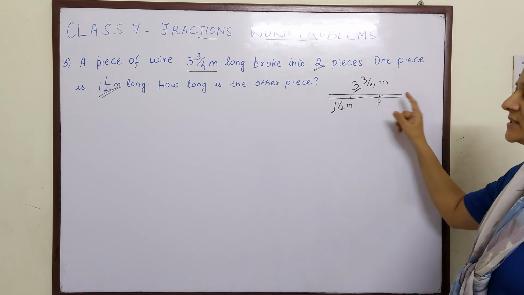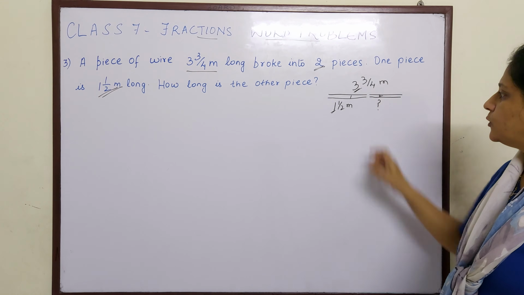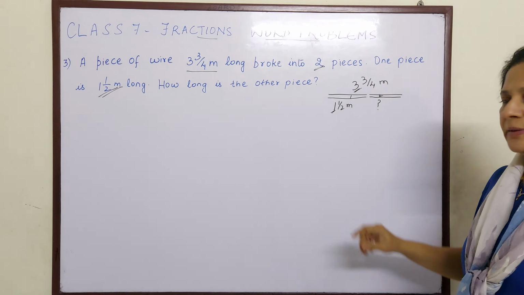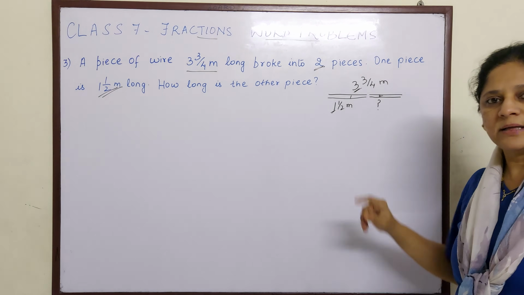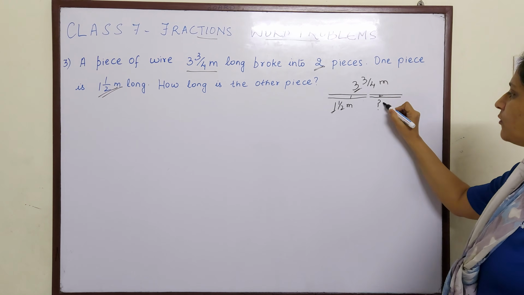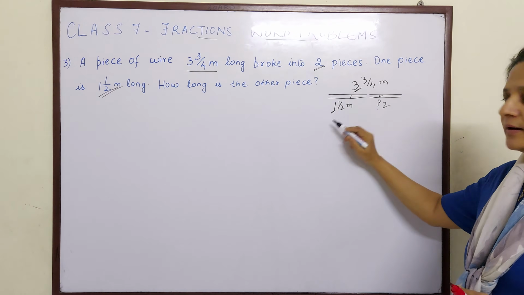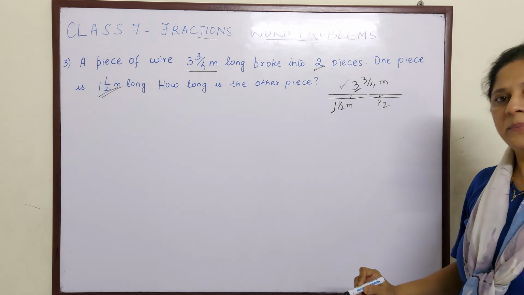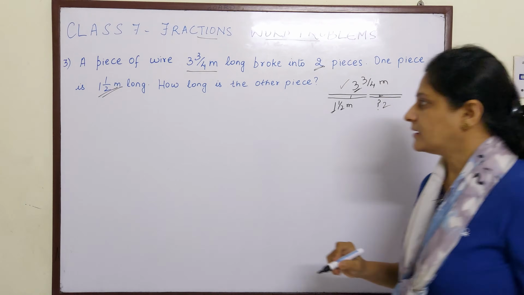Now suppose for the time being, I am just taking the whole numbers 3 and 1. Suppose the wire is 3 meter and it is broken into two pieces. So one is 1 meter. So 3 minus 1, the other piece will be 2. So what did we do? We did subtraction and we know that this is the bigger number. So now we will start solving.